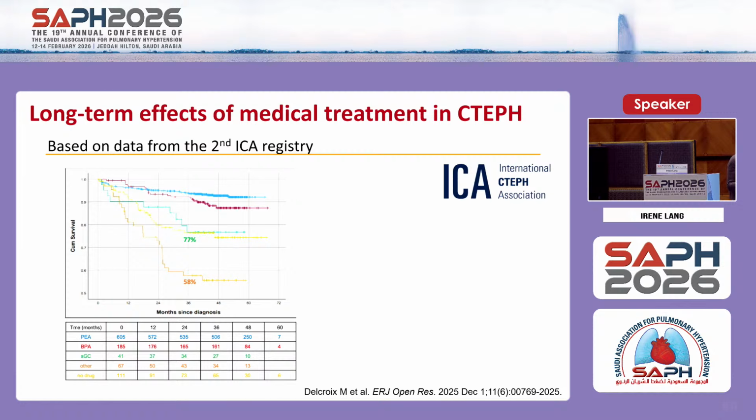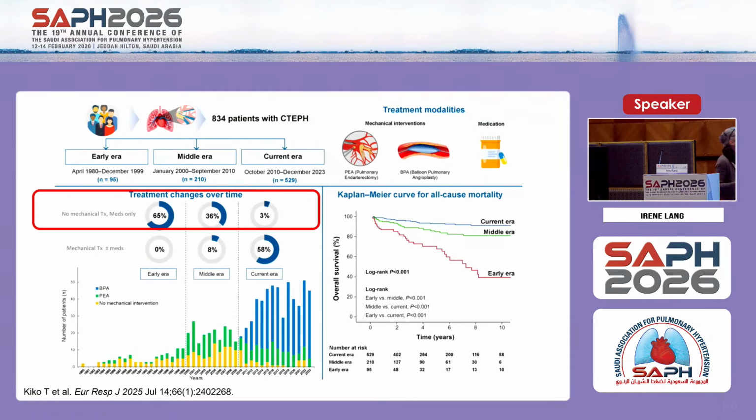It's an interesting signal, but, and let me show you the Kiko publication, patients without mechanical treatments are becoming less and less common. In the early days in this registry, 60% had no mechanical treatment. Today, very few. So think about medical only for a very small group who are really no candidates for pulmonary endarterectomy, no candidates for balloon pulmonary angioplasty. But you can pick them in the larger cohorts, very few patients.